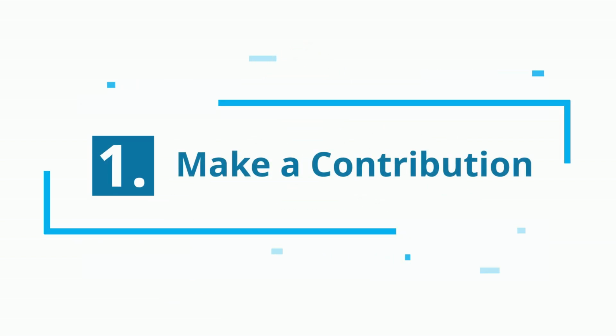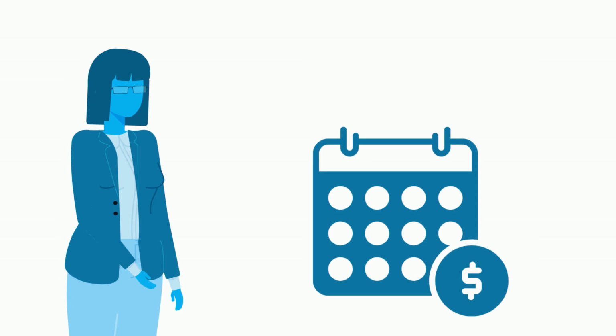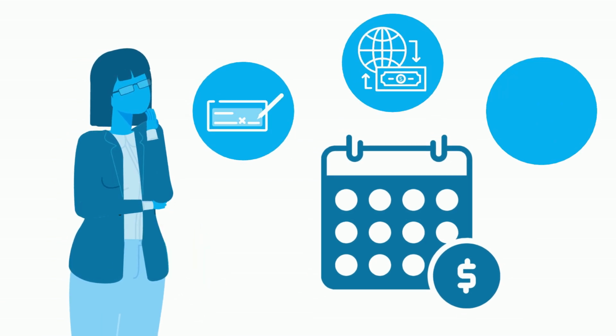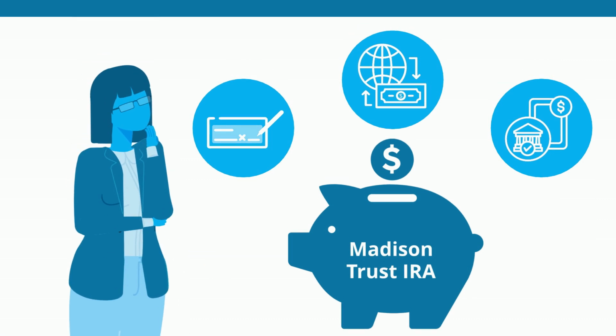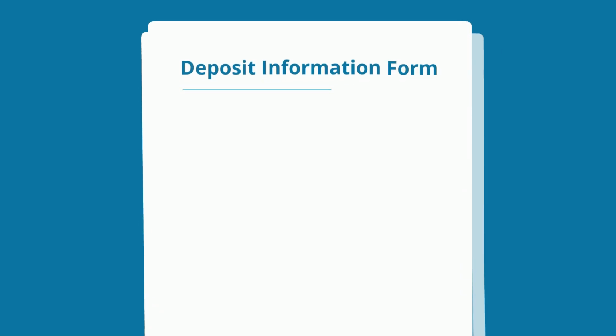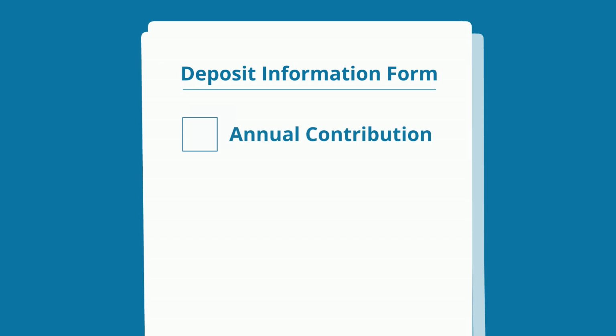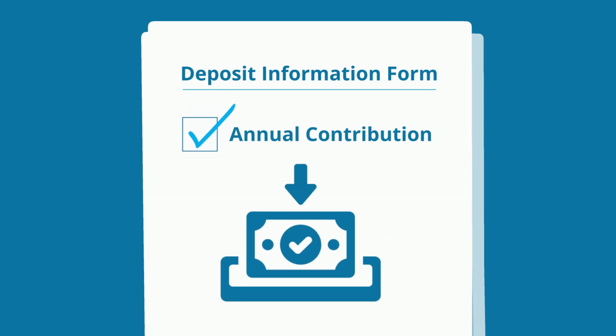1. Make a contribution. You can make an annual contribution by issuing a check, wire, or ACH to your Madison Trust IRA using our delivery instructions. It is recommended to submit our deposit information form and select annual contribution to inform us of your incoming deposit.